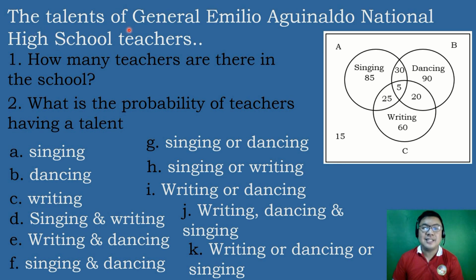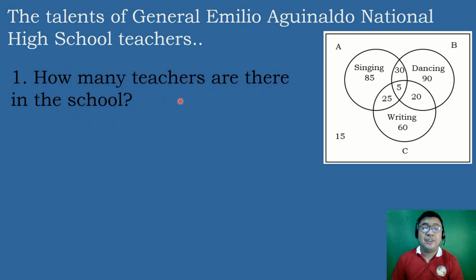The talents of General Emilio Aguinaldo National High School teachers, wherein we have a given Venn diagram here. We have event A for singing, event B for dancing, and event C for writing. We will answer the following sets of questions on the next slide. Let's have our first question. How many teachers are there in the school?